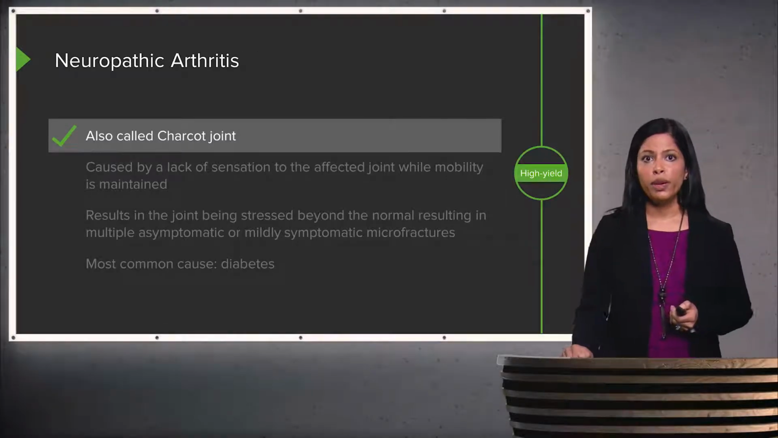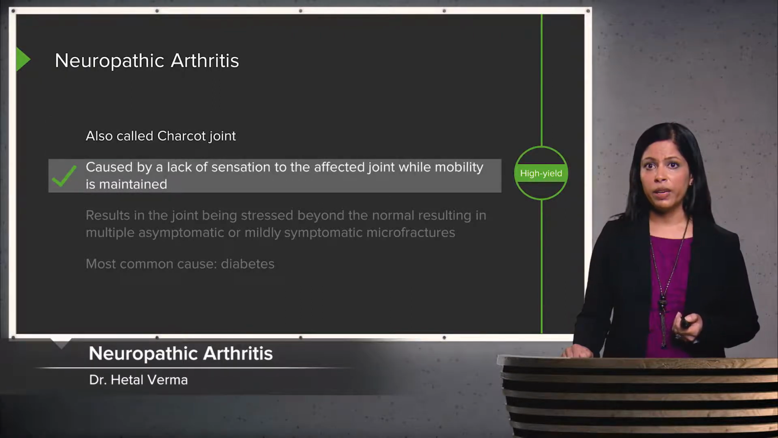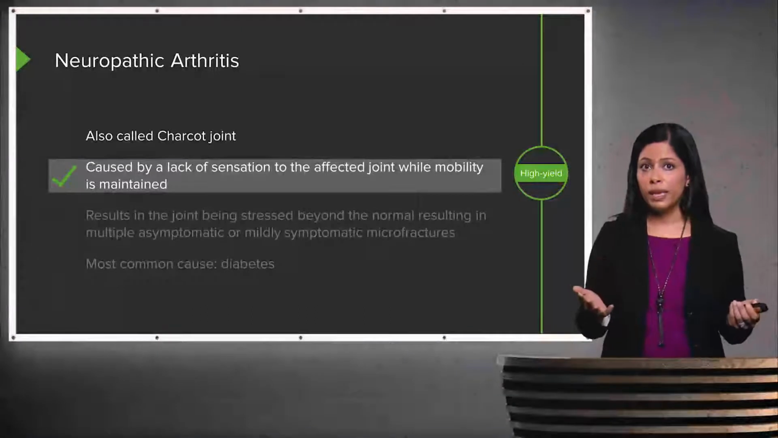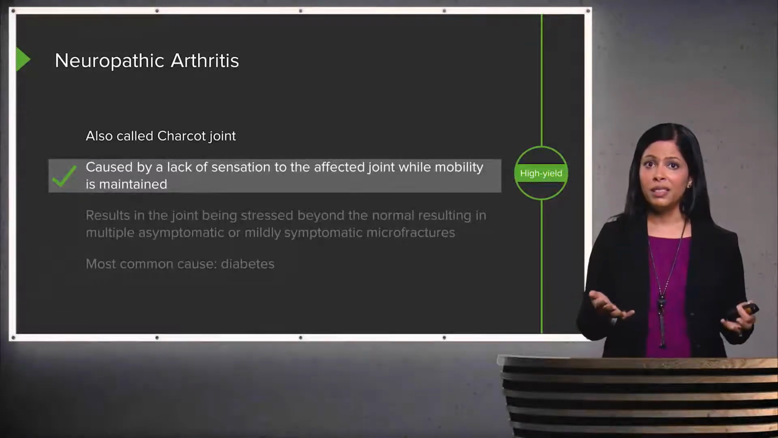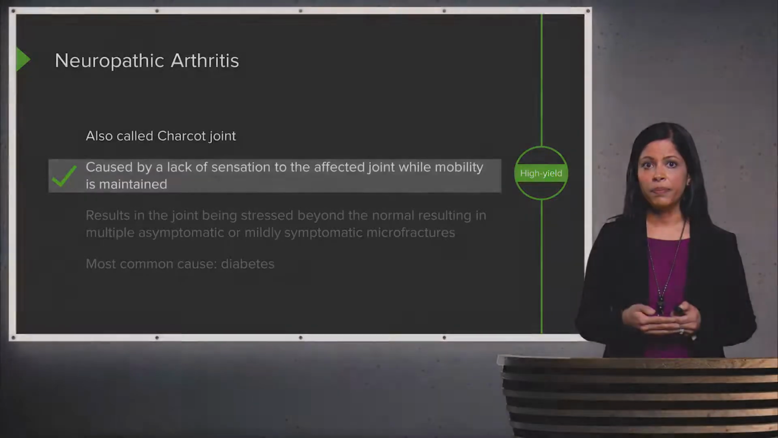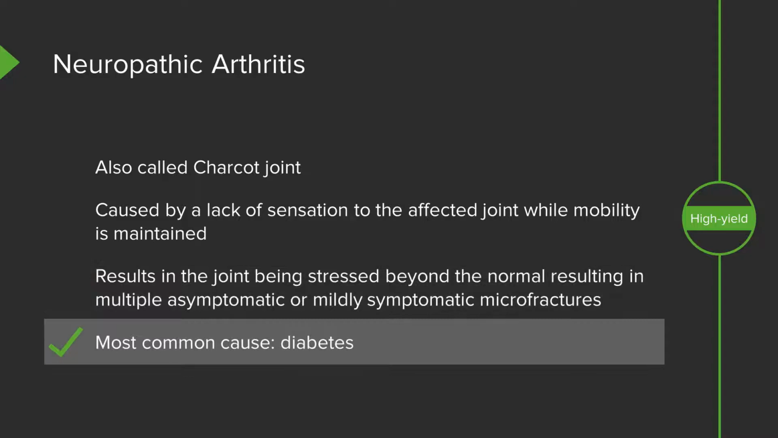So neuropathic arthritis is also called a Charcot joint. It's caused by lack of sensation to the affected joint while the mobility remains maintained. So the patient is able to move the joint space around, but they can't tell if they're having any pain to the area. This results in the joint being stressed beyond normal, which results in multiple asymptomatic or mildly symptomatic microfractures. And the most common cause of this is a patient with diabetes.